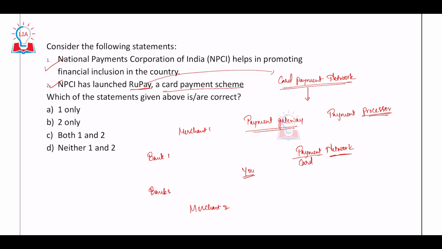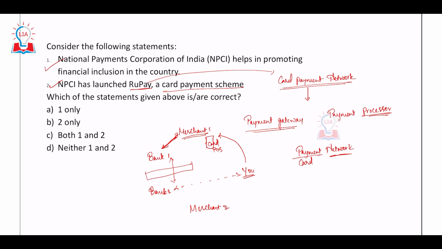Right? So if you go and swipe a card in the card machine, that is the POS machine. This merchant 1 has the bank account in bank 1, but you have the bank account in bank 2. So you swipe the bank 2 card in merchant 1's or bank 1's POS machine. In order for this merchant 1 to get the money into his bank account, that is bank 1 account, there has to be an interaction between bank 1 and bank 2. Who ensures this interaction between bank 1 and bank 2?